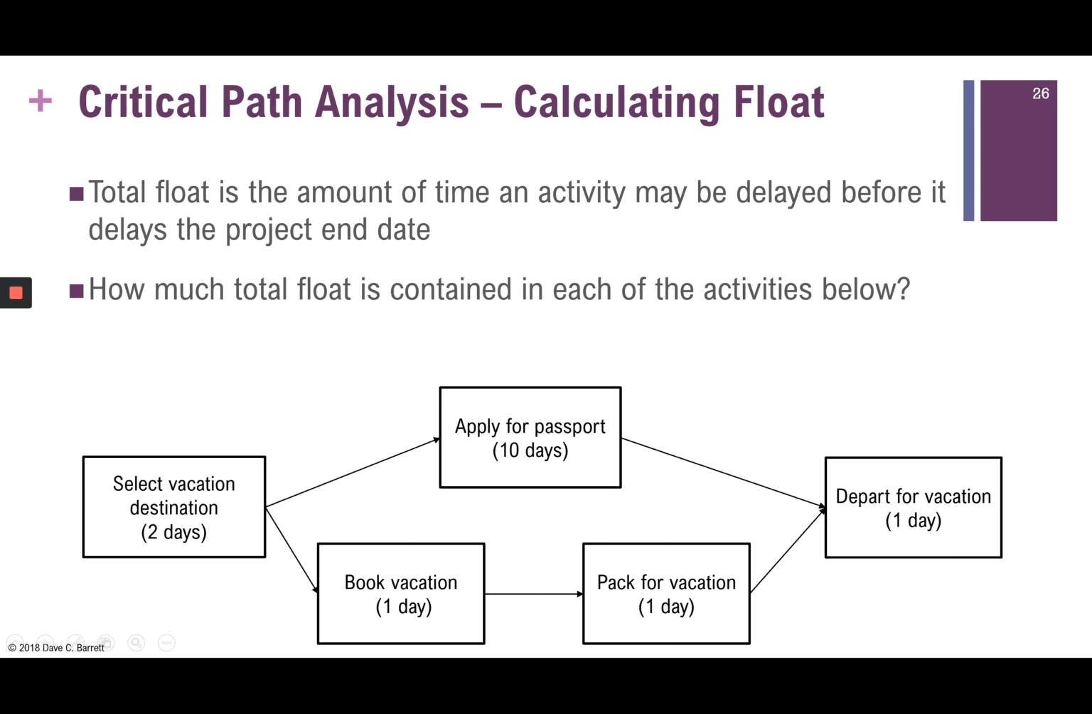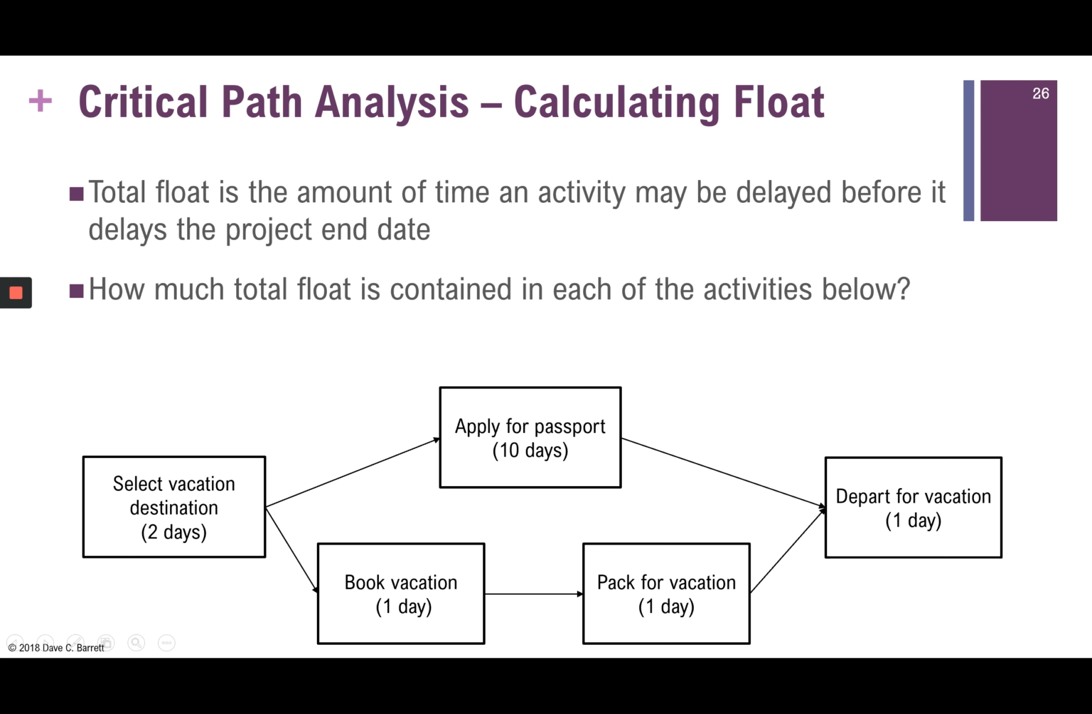The critical path, by its very characteristics, has 0 total float in each activity. So, for example, this has 0 days, this has 0 days, and this has 0 days. The reason is because it's the critical path. If you delay any of them by any amount of time, it'll delay the entire project. If select vacation takes 3 days, this will become 3 plus 10, 13, 14 days. So we've delayed by a day. So all 3 of these have 0.